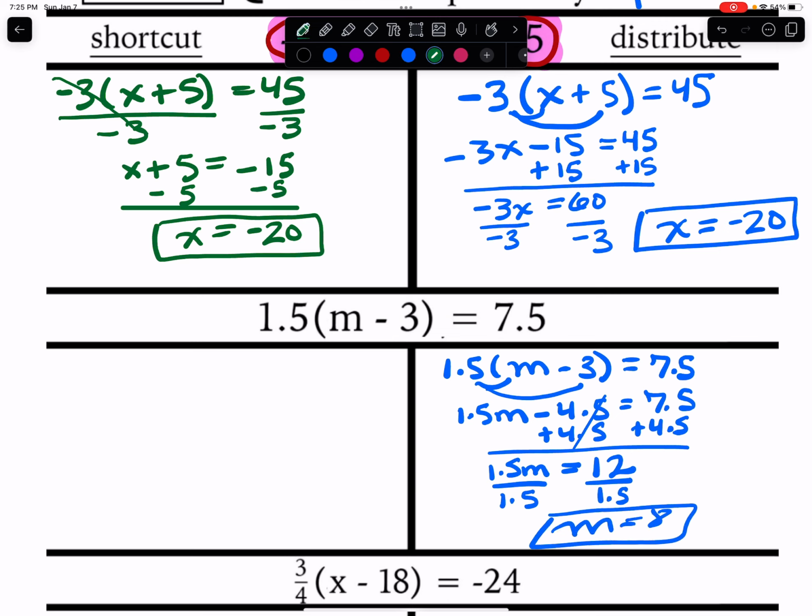Now let's use our shortcut method. Let me recopy the problem.